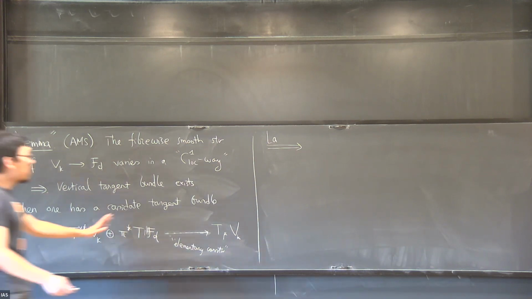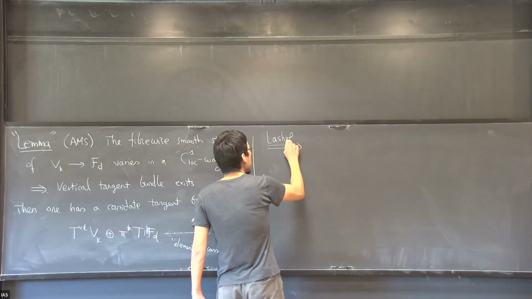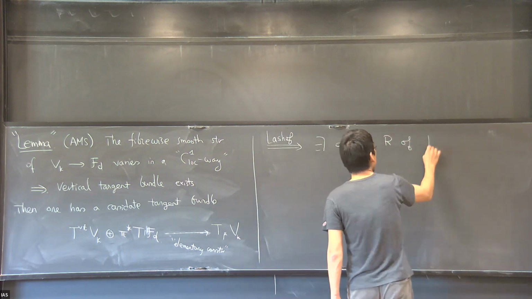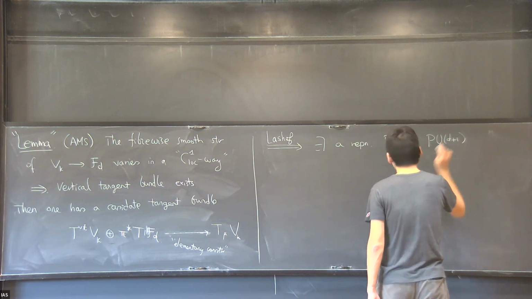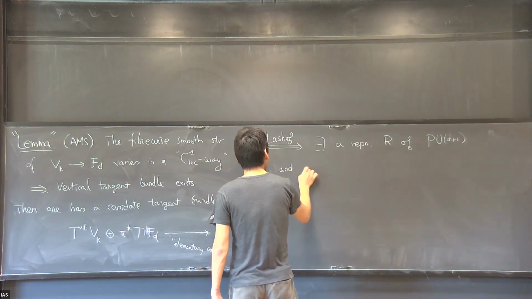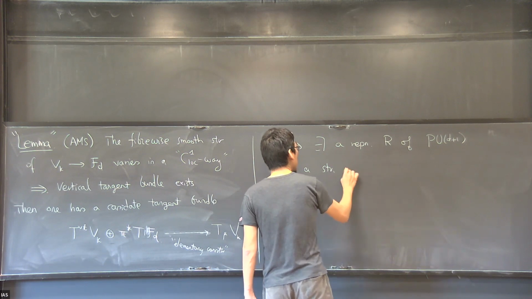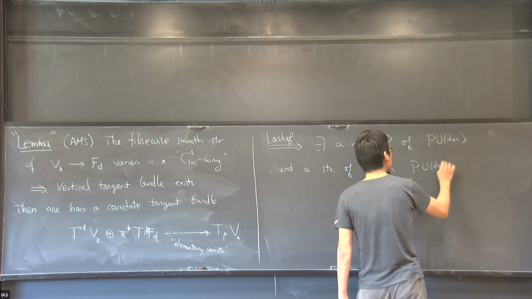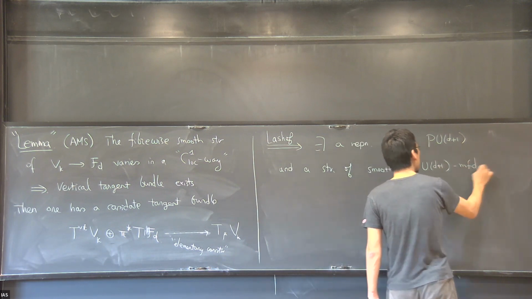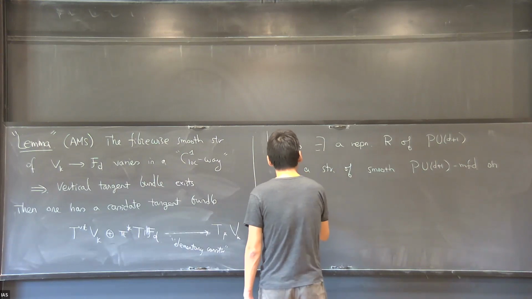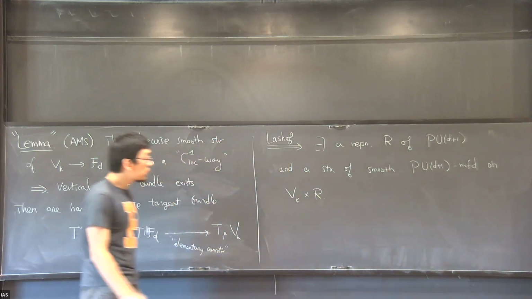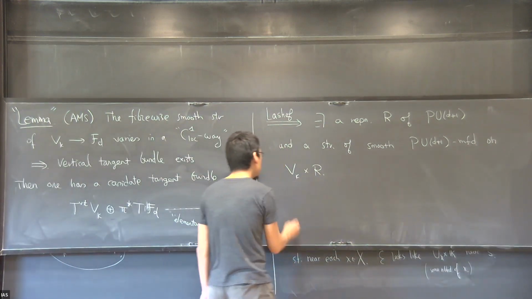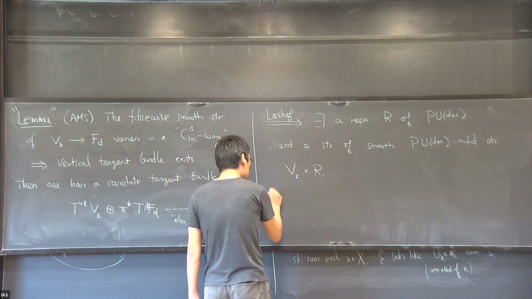So then you apply Lashof's theorem to show that there exists a representation of P(U)(1) and a structure of smooth P(U)(1) on the manifold having VK cross power. Then redefine.